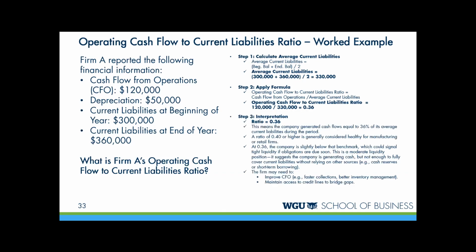Okay, so what this is telling us is that the company generated cash flows that equal 36% of its average current liabilities during the period. And so an average for this ratio or a benchmark is typically 0.4. And again, it's going to vary depending on the firm you're in. If you're in a retail or a manufacturing firm, you're going to be looking at a value of 0.4. If this Firm A was a retail or manufacturing firm, this value of 0.36 is slightly below that benchmark.